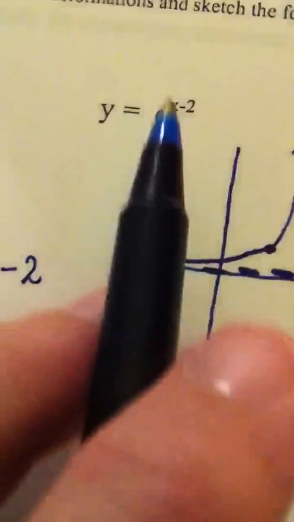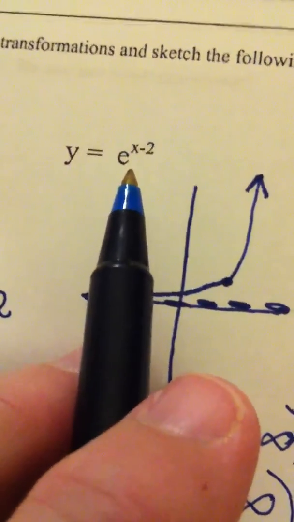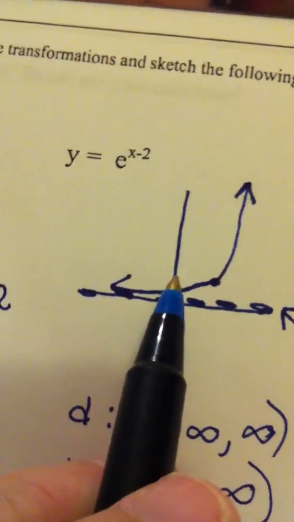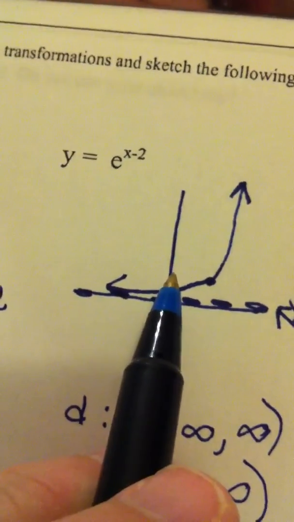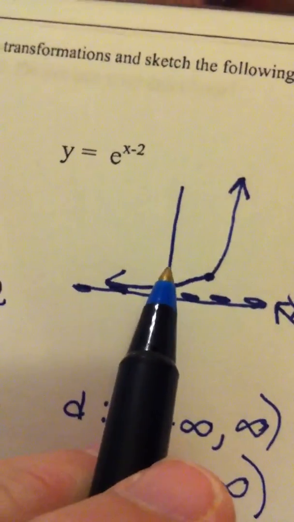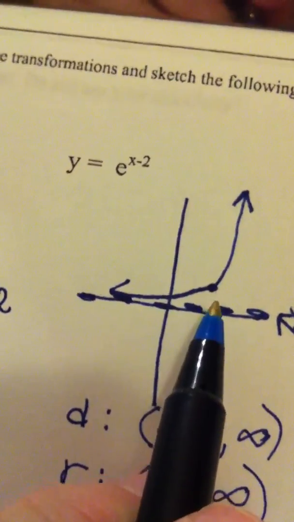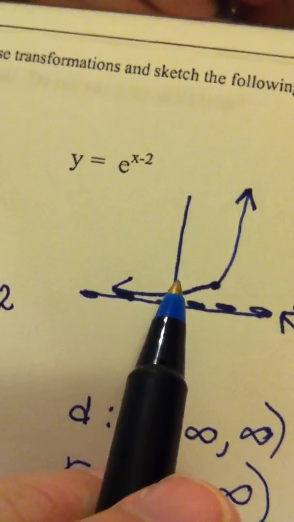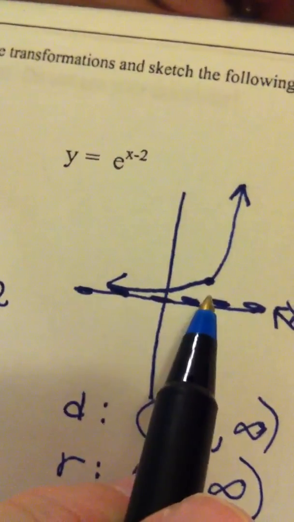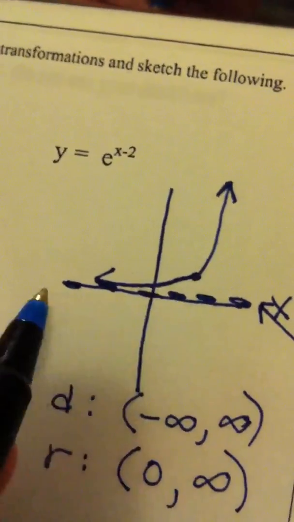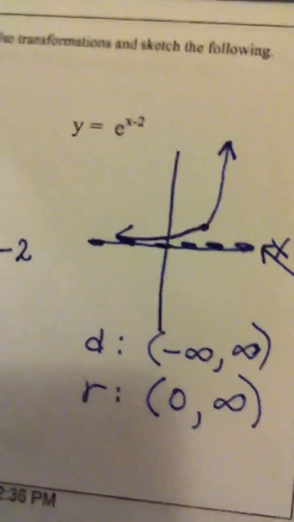So basically this was a shift of Euler's function to the right 2 blocks. So the ordered pair 0, 1, right here, got moved over. Alright, so we moved it over to like 2, 1. And then that shifted everything else along with it.